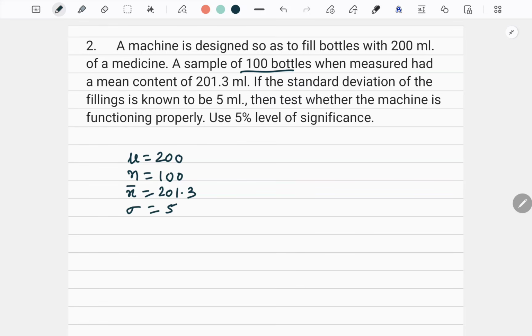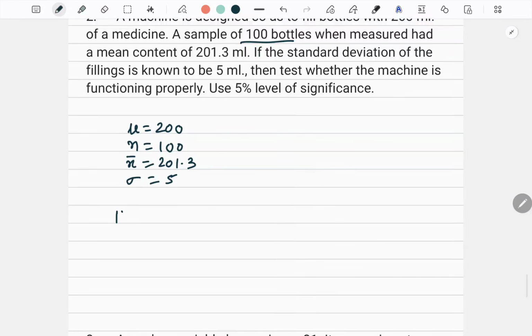Correct? Now, first, the null hypothesis. So, for the null hypothesis, you can write this sentence also: test whether the machine is functioning properly or not. So, I will say the machine is functioning properly.